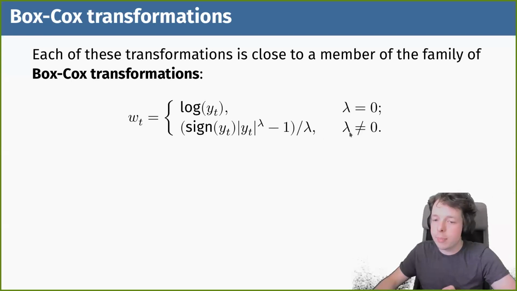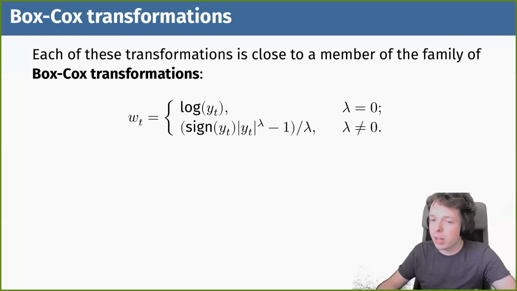So let's see what happens when we set lambda equals 1. That should be pretty simple. We use the sign of yt, so if it's positive or negative, multiplied by the absolute value. So this sign is just keeping it negative if it was originally negative, or making it positive if it was originally positive. We have yt to the power of 1. Remember, lambda is equal to 1. Minus 1 divided by 1. So this all collapses down to yt minus 1 when lambda is equal to 1.